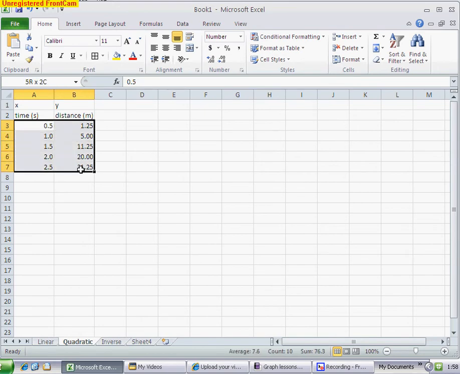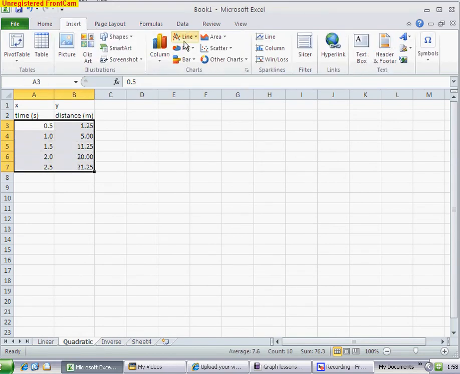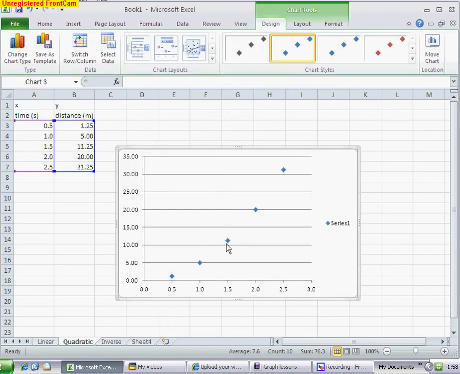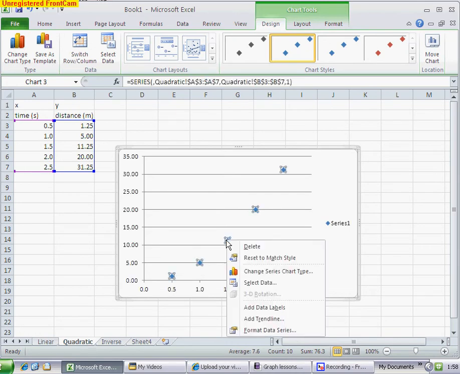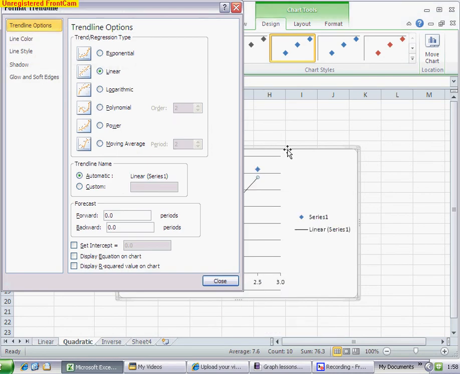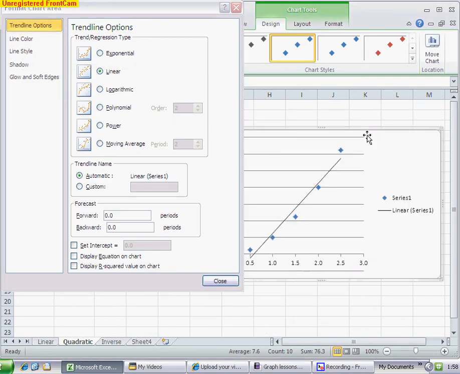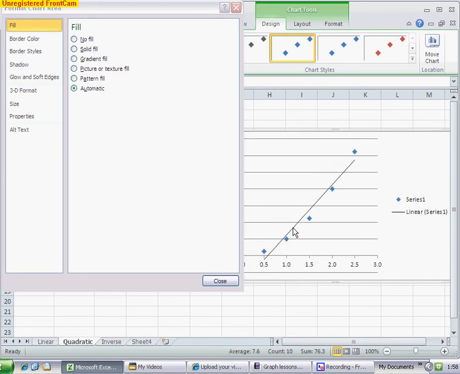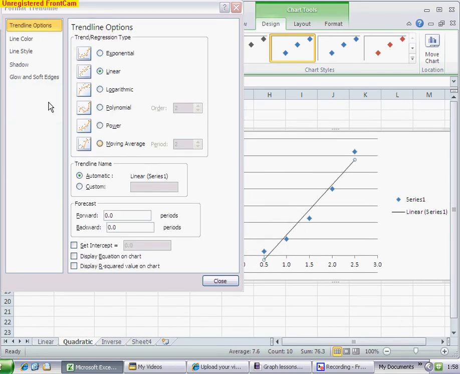So we select our data, go to Insert, choose Scatter, and that gives us our points. Then if we want to look at the relationship, we can right-click on our points and go to Add Trend Line. Let's move our graph over here so we can see a little better. If it defaults to linear, we see that that doesn't fit this data set very well at all. So we want to try something different.